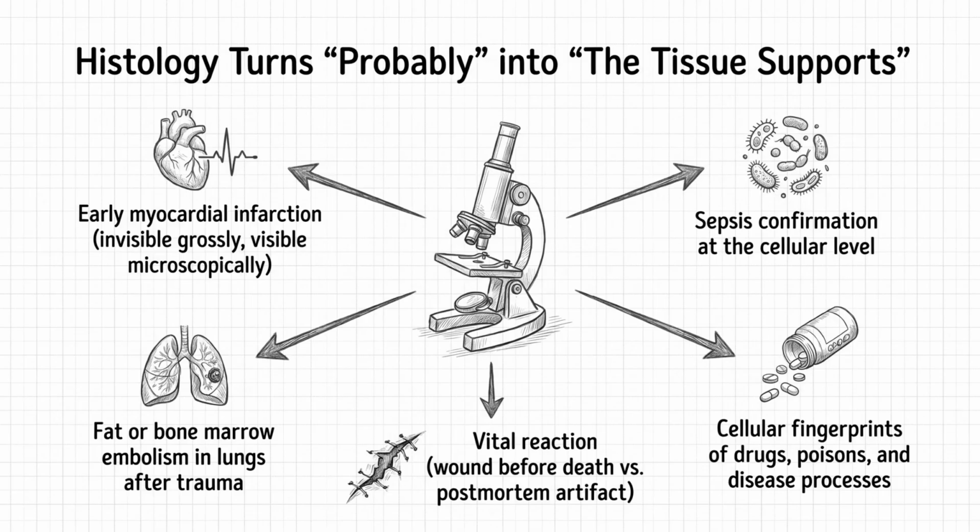And it can show the cellular effects of drugs and toxins that toxicology alone may not fully characterize. In many forensic cases, histology is what converts a working hypothesis into a supported conclusion. But it's also important to understand its limitations.